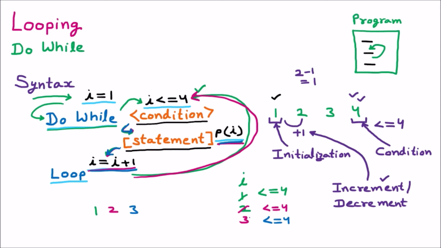So the value of I is now 4. Again going back and checking the condition. 4 less than equal to 4, perfectly fine. So again coming down and afterward print the I. So 4 is printed. Again incrementing. So I is equal to I plus 1. Now the value of I is 5.